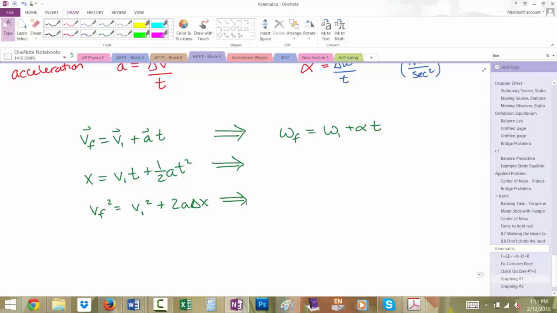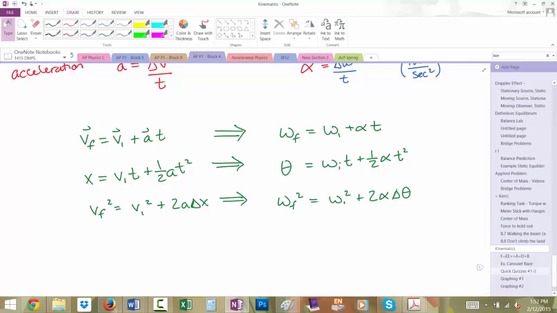Did you get one, Jason? What'd you get for the second one? X is equal to omega initial times t plus 1/2 alpha times t squared. I agree with almost all of it. I didn't include that X because it's not going to be X anymore. What's it going to be? Theta. Theta, yeah. But other than that, lovely, perfect. Chris, did you get the last one? What'd you say? Omega final squared equals omega initial squared plus 2 times alpha times delta theta. Yeah. Now that you know that, go back to that question.